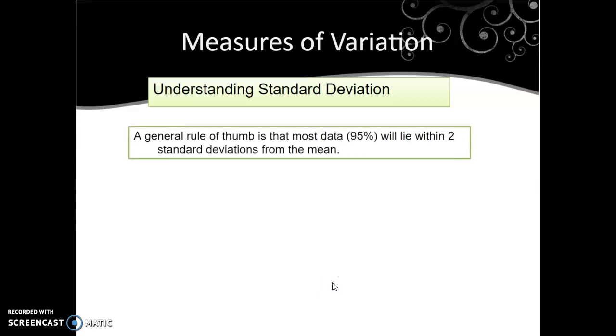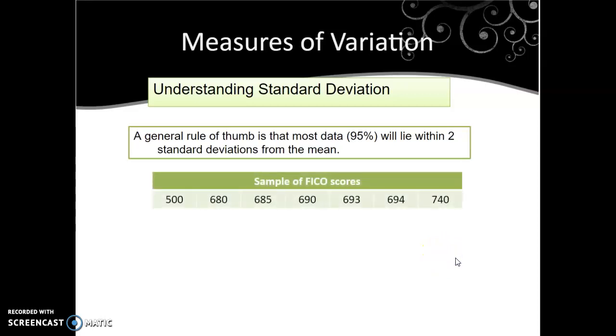Okay, another way to state this is to say that most data, 95% of the data, will lie within 2 standard deviations from the mean. So let's say you're looking at FICO credit scores. And we have a sample of 1, 2, 3, 4, 5, 6, 7 FICO credit scores: 500, 680, 685, 690, 693, 694, and 740. And we just want to figure out what is unusual or usual.